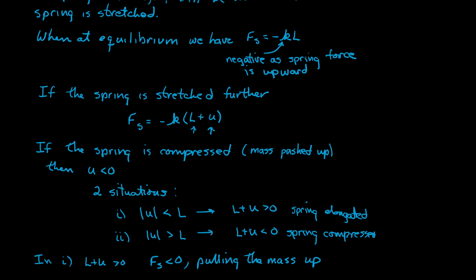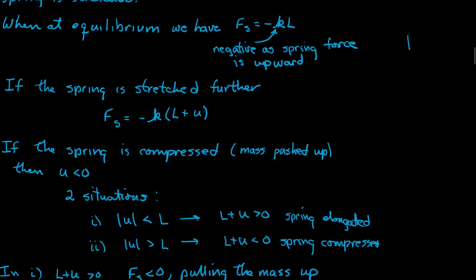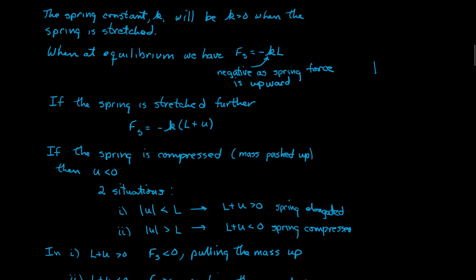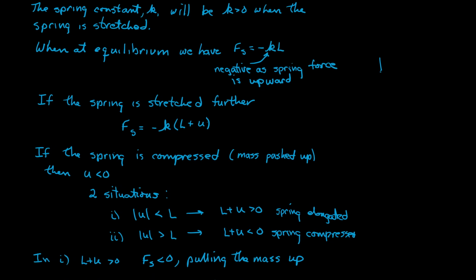So we're going to have a constant k, which is positive, times a constant L plus a constant u. All three of these are positive, so it's going to be positive times the negative, which makes sense that the spring is going to be compensating for all of these forces applied. So the spring is going to be pulling back up in the negative direction.